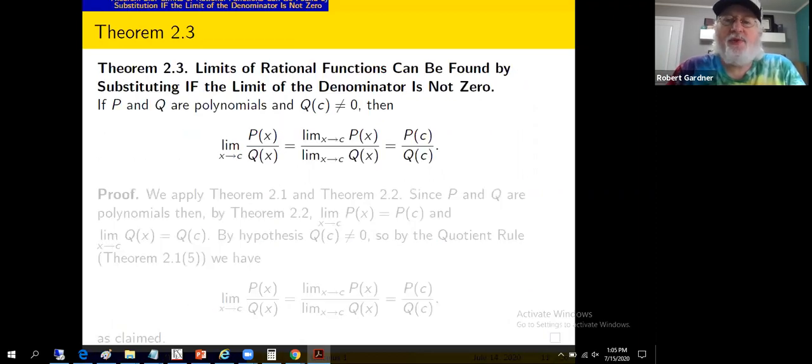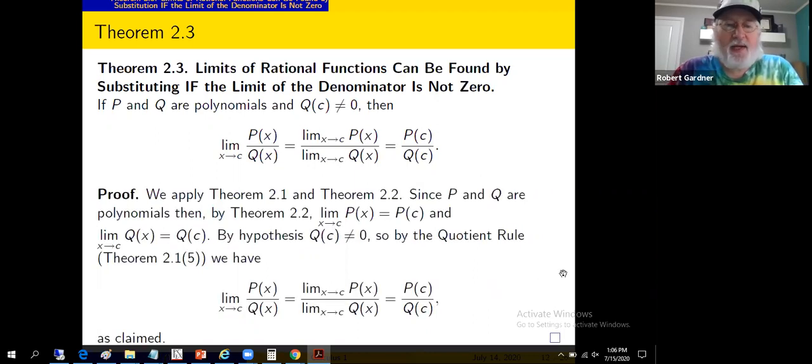Let's look at Theorem 2.3, a similar type of result, except this time it deals with the rational function p of x divided by q of x. Divided by, I'd worry about division by 0. And the real punchline in this one is, if nothing goes wrong, you can evaluate a limit by substitution in a rational function. And the only thing that could go wrong in a rational function is division by 0. And if that does go wrong, you can't use this.